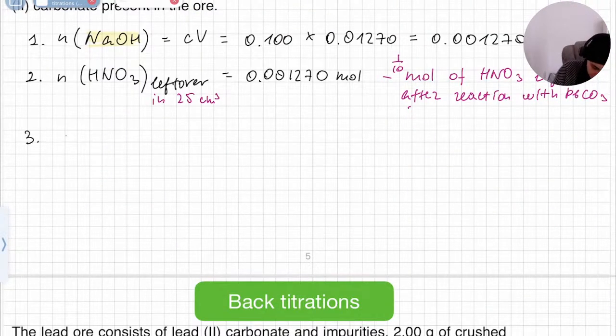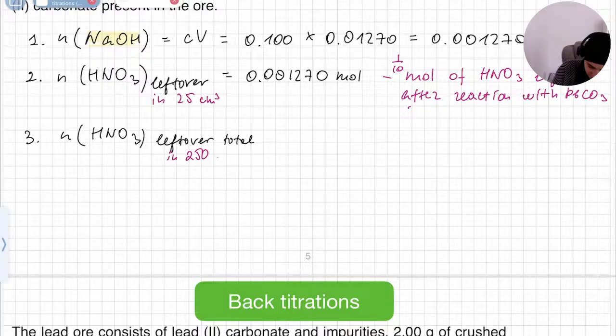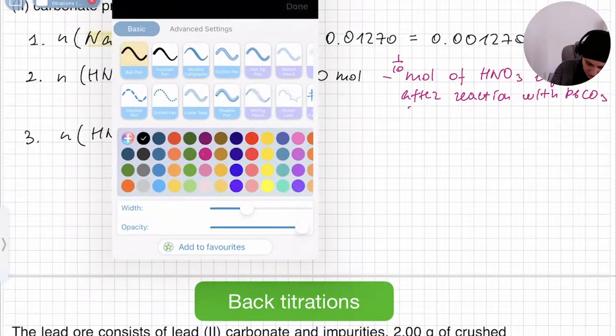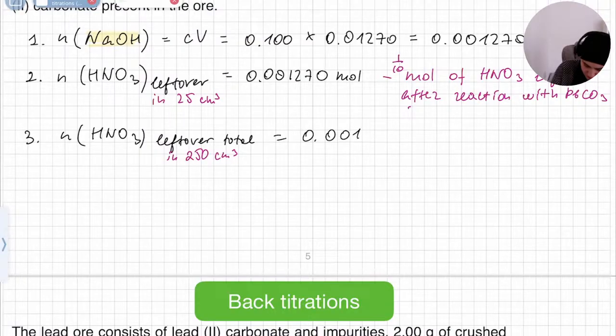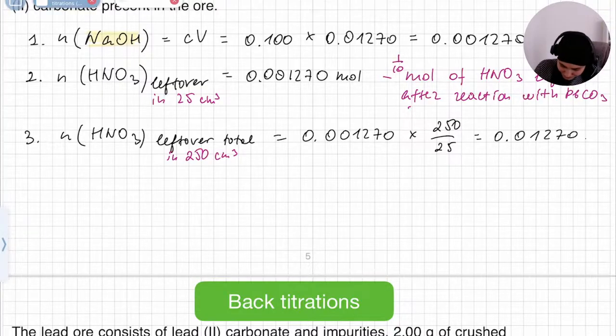So moles of HNO3 left over in total. Total meaning in 250. So it's just 0.00127 times, well, why is it 10? I would just write it as 250 over 25, because it doesn't have to be 10 times. In this question it's 10 times, but it could be something else. So you just divide the initial volume over the titrated volume. In this case it's 10, and I don't need the calculator for that. My math is good enough for this.